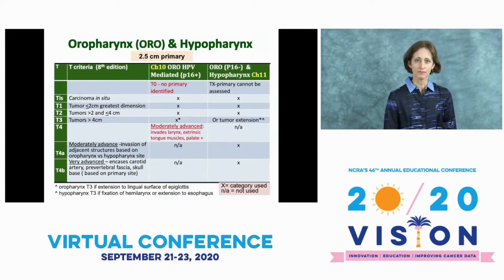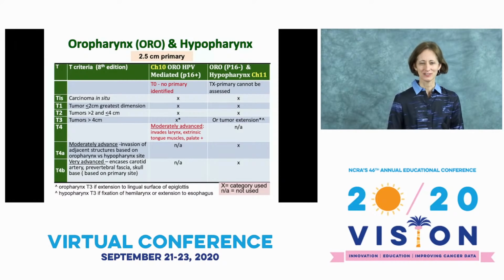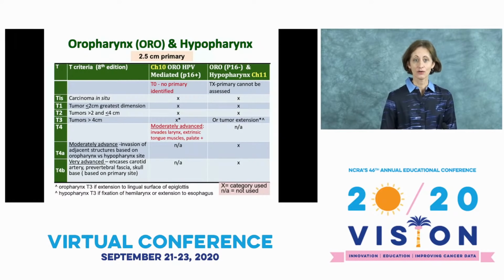So if we just compare briefly how the pTs are determined for the HPV mediated versus the HPV negative oral pharynx and hypopharynx chapter, we can see that in many ways they're the same. So our pT is determined by the size of the tumor. Up to 2 is a T1, greater than 2 up to 4 is T2, and over 4 becomes a T3. And they also describe a tumor that may extend to, for example, the lingual surface of the epiglottis. So our base of tongue and adenoids are posterior, and so that's the adjacent subsite.